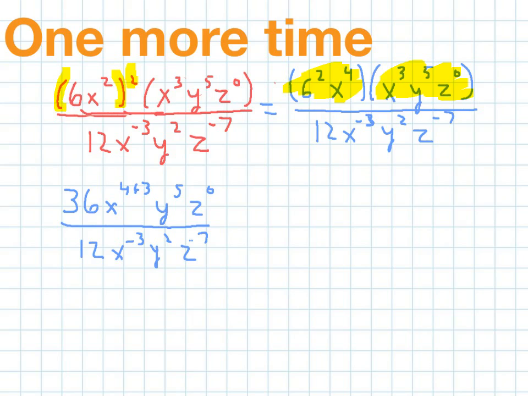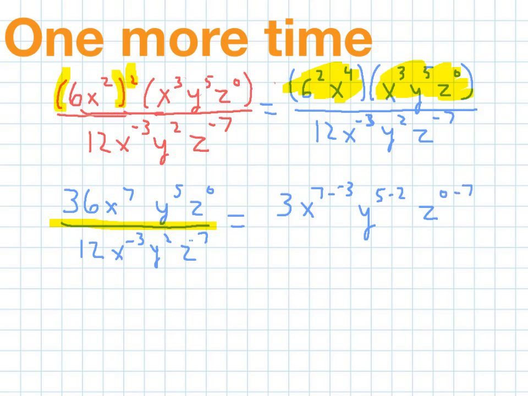Thinking about this now, I've got this 4 plus 3. We know that 4 plus 3 becomes a 7. So I've taken care of my product rule. Now I can take care of that quotient rule. What happens up and down as I go through this? Again here, I've got 36 divided by 12, which is a 3. I have x to the 7 minus a negative 3. I have y to the 5 minus 2. I have z to the 0 minus 7.